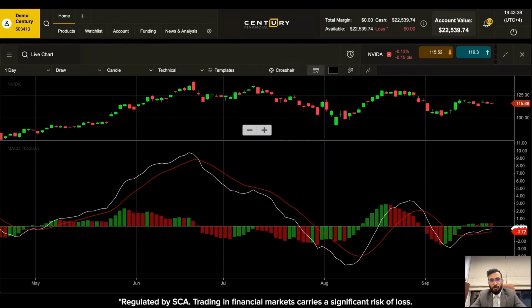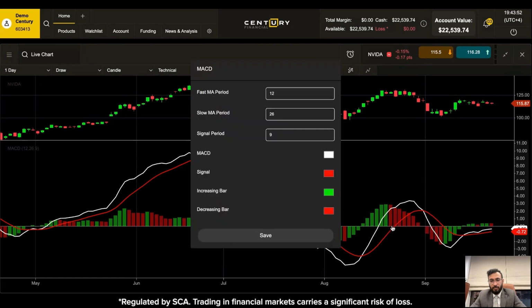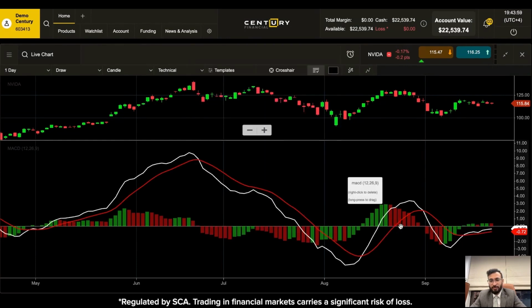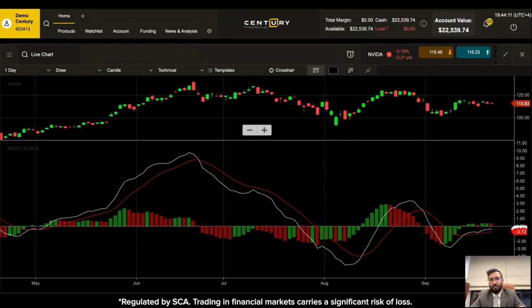Now, always remember this. As I said, when the MACD line crosses from below to above the signal line, then the indicator is bullish, right? Look at this right here. And again, the white line is the MACD line and the signal is the red line. So whenever you see the MACD line crossing from below to above the signal line, the indicator is considered bullish.